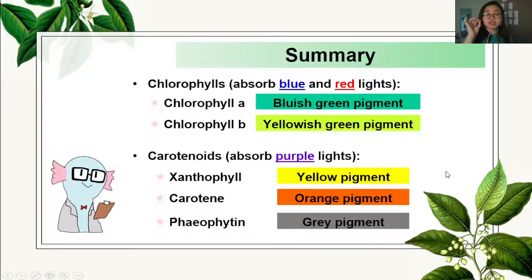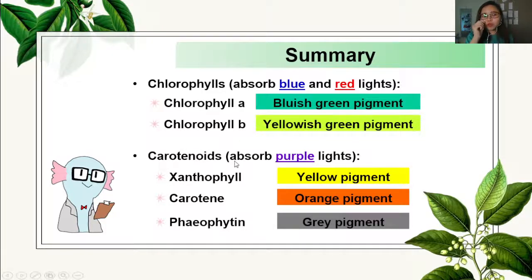Okay, so it is also a very, very short subtopic. So just a very quick summary. What we learned in this subtopic is there are 3 types of photosynthetic pigments. The first type is chlorophyll A, second type chlorophyll B, third type carotenoids.